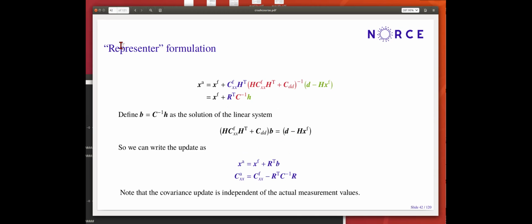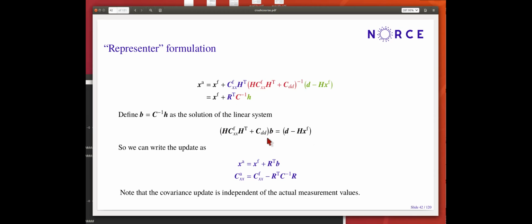And then there is also something called a representative formulation that you should hear about. Again, we have the same update equation here. And if I define these influence functions, like my R transpose, and this matrix is just my C inverse, and then I have the innovation, the difference between the measurements and the predictions here, I call that H. Then I can define a B that's equal to this C minus 1 times H, which is the solution of this linear system.